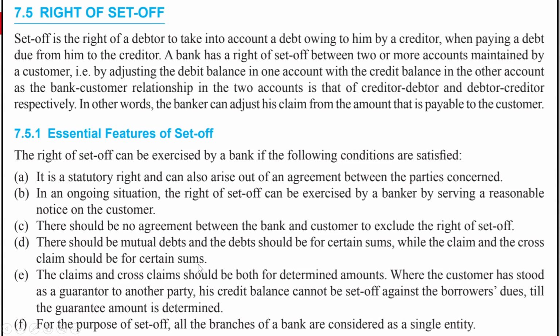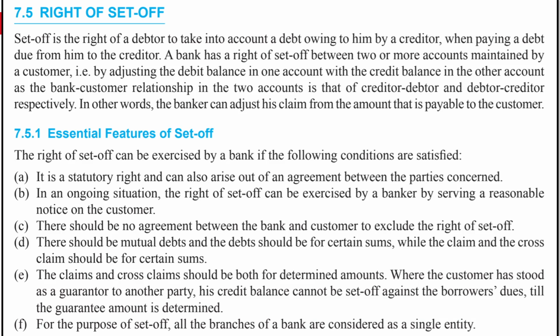Also, there should be mutual debts, and debts should be for a certain sum, while the claim and the cross claim should be for a certain sum. The claim and cross claim should both be for determined amounts. Where the customer has stood as a guarantor to another party, his credit balance cannot be set off against the borrower's dues till the guarantee also is determined. Also, for the purpose of set off, all bank branches of a bank are considered as a single entity.